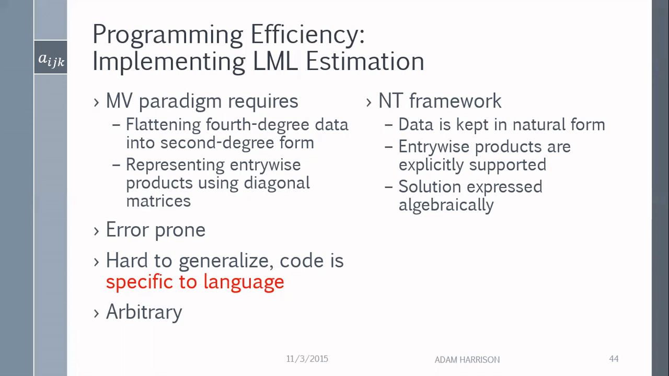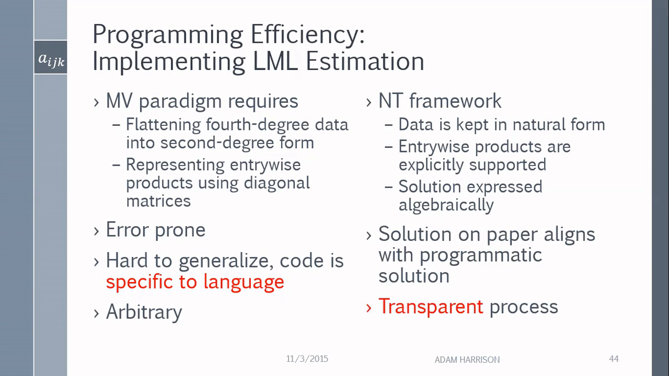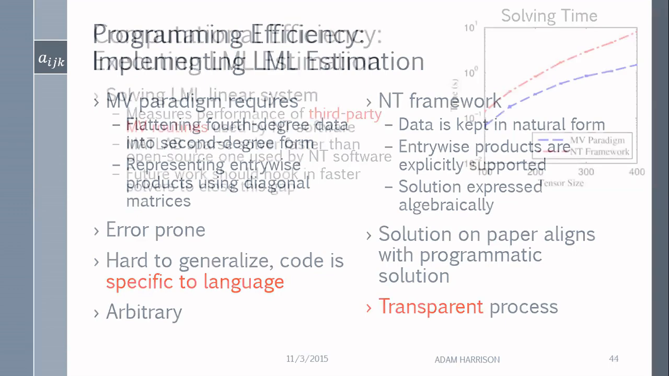Okay, so if we use a numeric tensor framework, we keep the data in its natural form. The conversions all happen automatically by the software. The entry-wise products are explicitly supported. The solution expressed algebraically is then implemented. We have this alignment between your model on paper and your programmatic solution. So it's a transparent process. These conversions are automatic behind the scenes, whatever flattening is required.